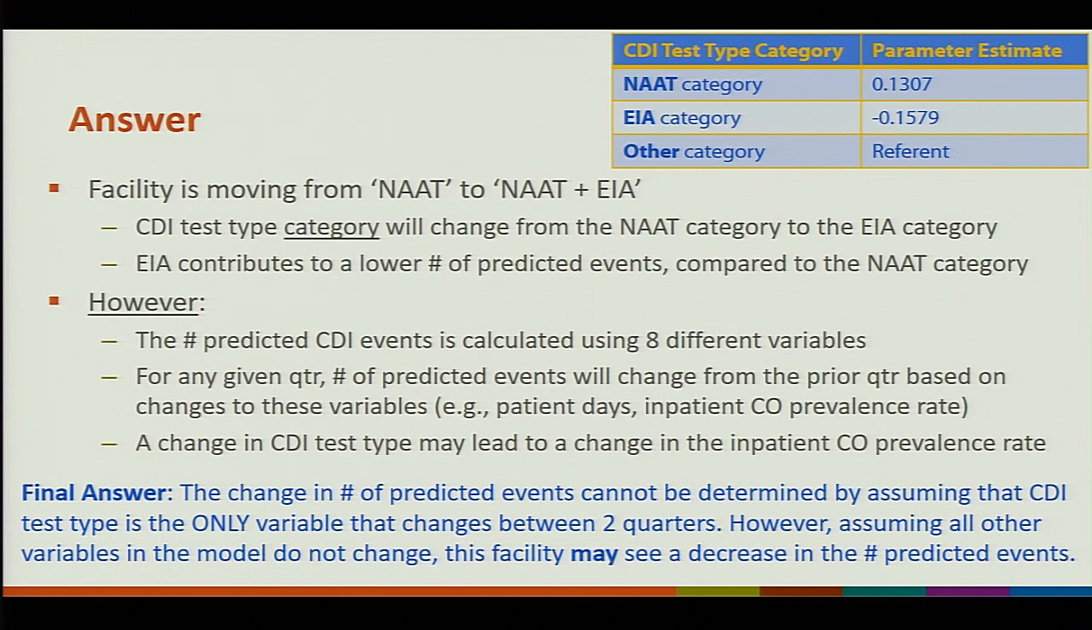Okay, but for this example, if we want to assume that all variables in the model are going to stay the same except for CDI test type, then in this example, the facility may see a decrease in their number of predicted events because EIA is their new category, which has that negative parameter estimate.